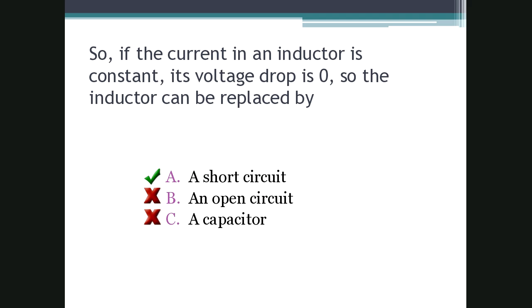Okay, so here we say, if the current in an inductor is constant, its voltage drop is 0. We already proved that mathematically in the previous equation. So the inductor can be replaced by, and again we're given the answer, a short circuit. You also have the options of an open circuit or a capacitor. So now let's think about this further.